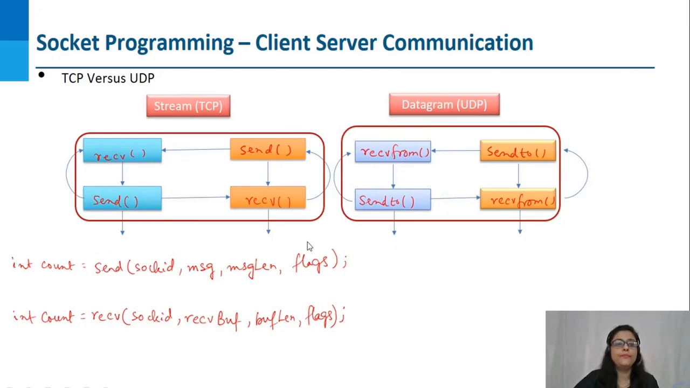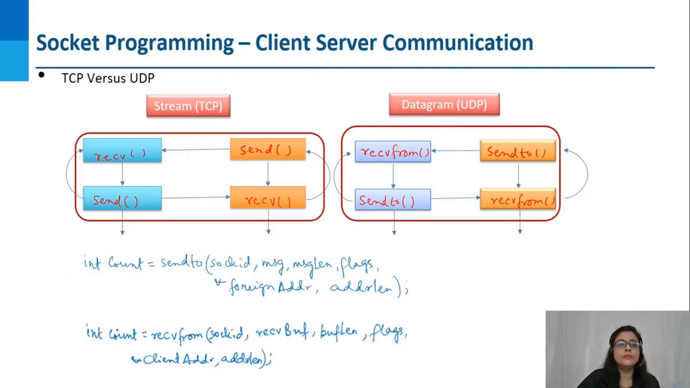Next is the send. You write it like this: int count, then send, sock ID, message length, and flags. And for receiving, you write int count, receive, sock ID, receive buffer, buffer length, and flags.